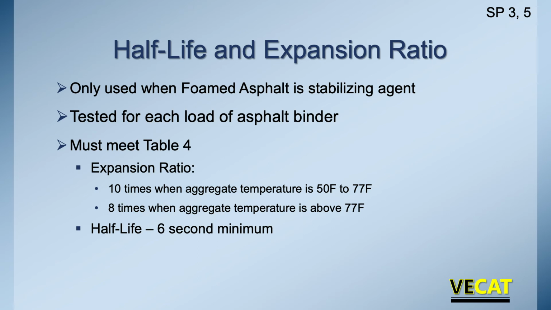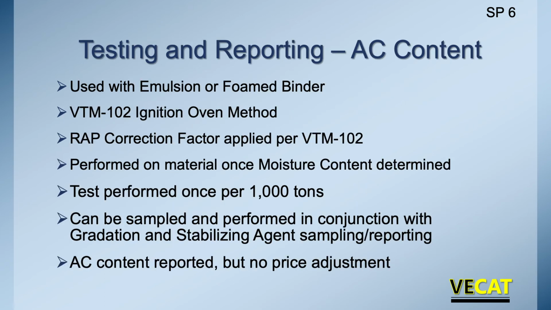8 times if it's above 77. Again, it's just some tests you perform, and your half-life, so when your volume changes by 50%, 6-second minimum, to give you enough time in that pug mill to get it all mixed. Your testing and reporting only on AC content, used with both emulsion and foam. So either way, you're still reporting on this.